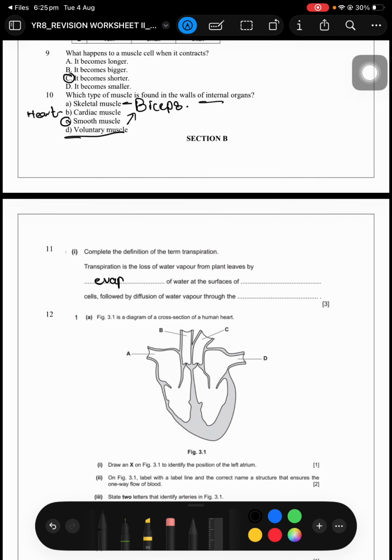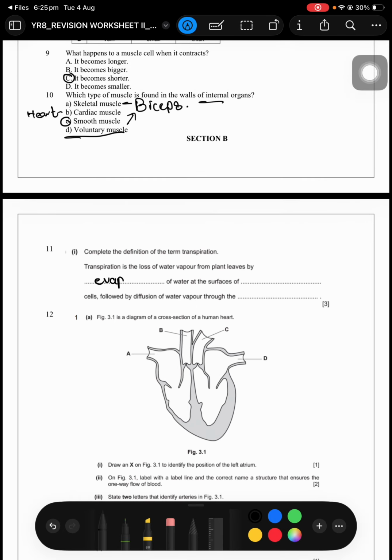Fig 3.1 is a diagram of a cross-section of a human heart. Draw an X on Fig 3.1 to define the position of the left atrium. So when we look at our hands, the right hand of ours is the left side on the heart, because it's like you take a heart and you flip it. So over here, the atrium is the top part, the ventricle is the bottom part. Over here, so our right side, which is the left atrium, is here. Left atrium is over here. So we can put an X on it.